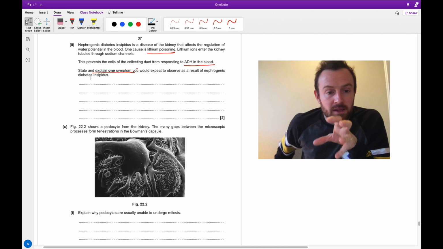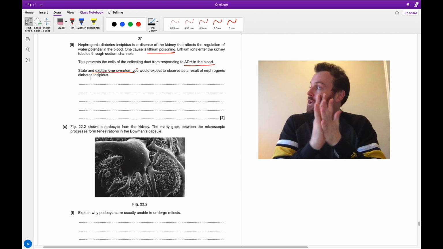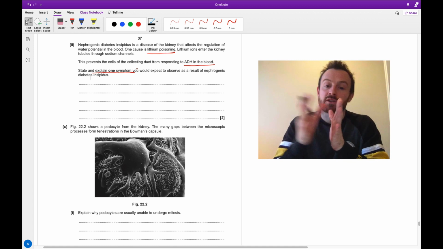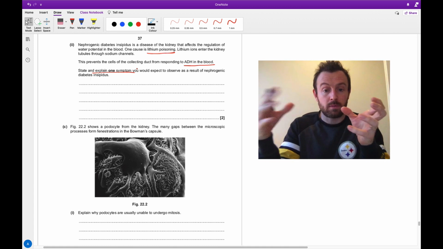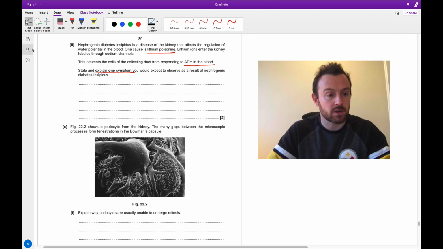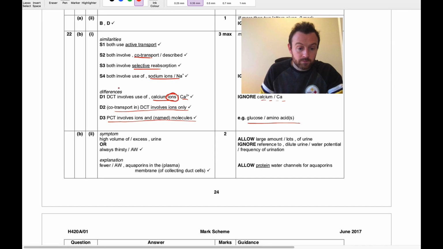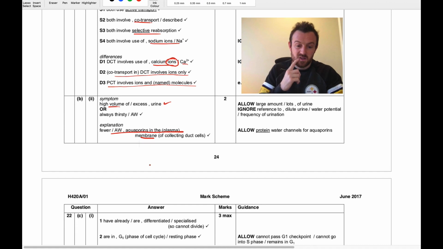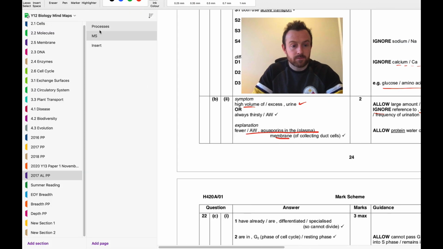if lithium inhibits the response to ADH, you could say there's fewer aquaporins in the membranes of the cells in the collecting duct, so less water reabsorbed, so therefore more urine produced, which would be pale in colour. So that's the full explanation. Let's check the mark scheme for that. High volume of urine, fewer aquaporins in the membrane, so that's the full explanation. This says ignore reference to the dilute colour, but that would also be the case.